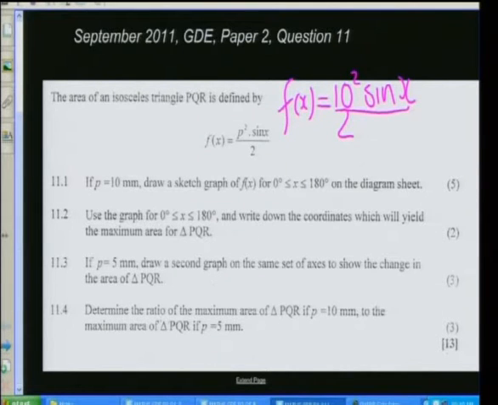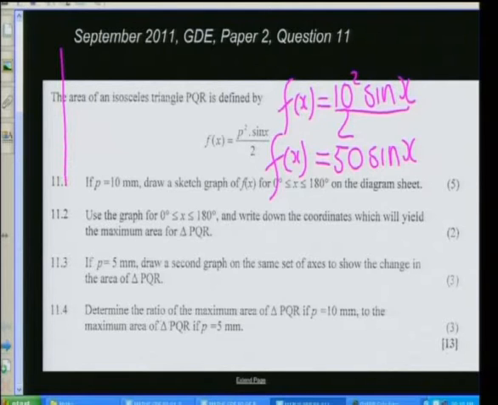Okay? Yes. Then Precious, what is 10 squared? 10 squared is 100. And 100 divided by 2 is? Divided by 2 is 50. It's 50, right? Yes. So, Precious, all that they are asking us to draw is the graph 50 sine x. Are you happy with that? Yes.